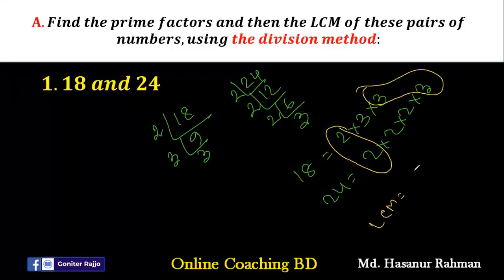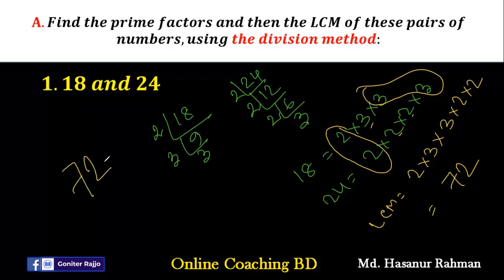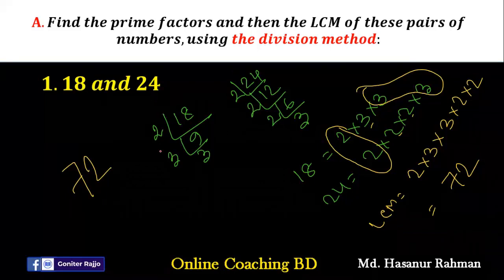So at first you have to take the common factors. So 2 multiplied by 3 multiplied by the remaining factors: 3, 2, 2. 3 multiplied by 2 multiplied by 2. Then after multiplying all of these numbers, we will get the LCM of 18 and 24. And that will be 2 times 3 is 6, 6 times 3 is 18, 18 times 2 is 36, 36 times 2 is 72. So LCM of 18 and 24 will be 72. And another interesting thing is that you can easily divide 72 by 18 and you can easily divide 72 by 24.